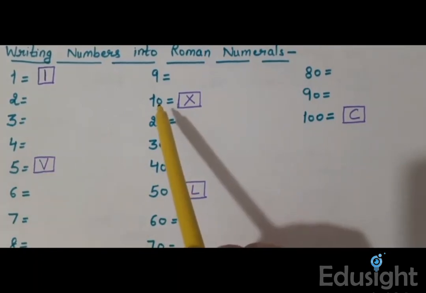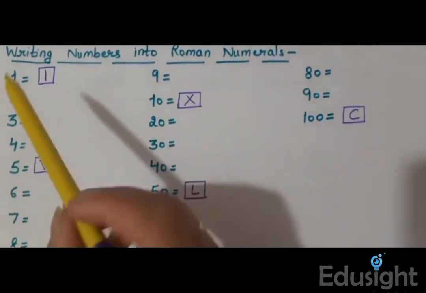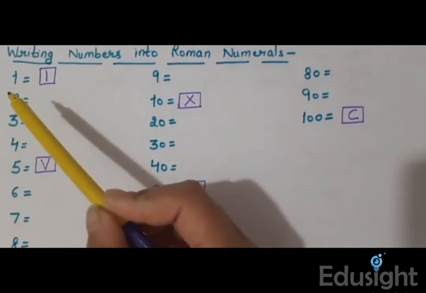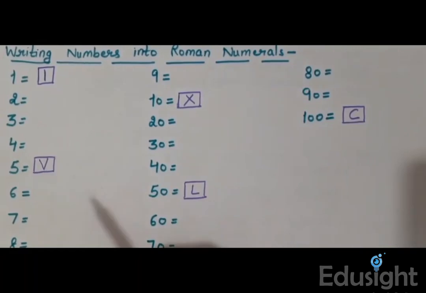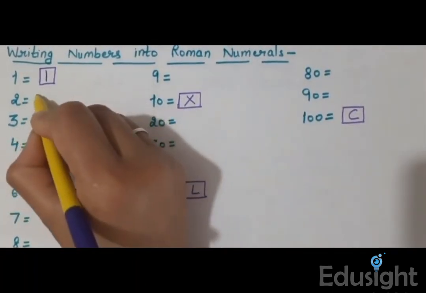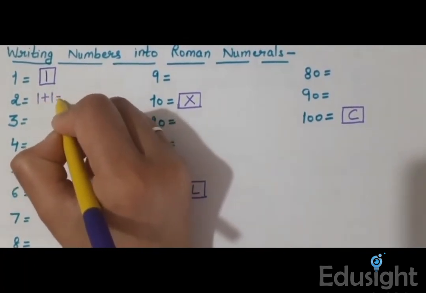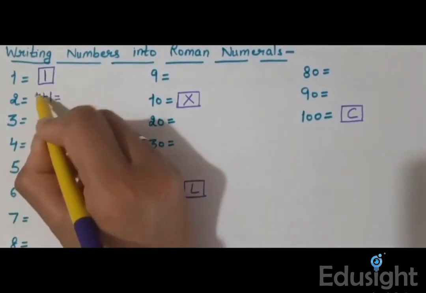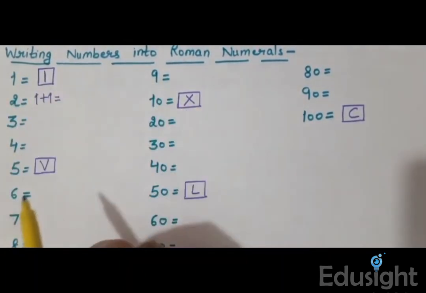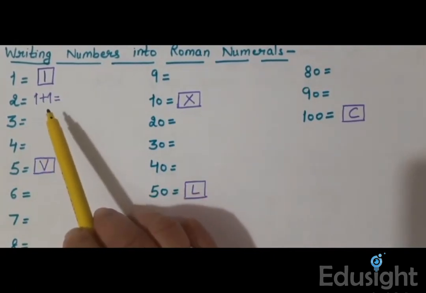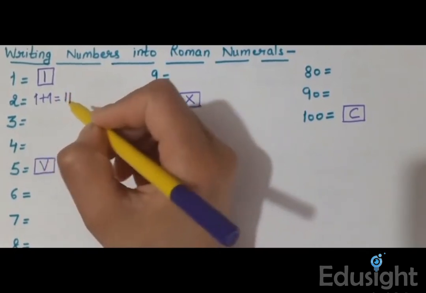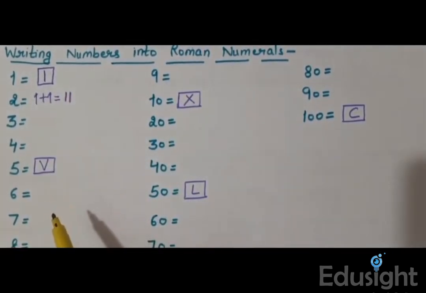Up to 10, first is 1, it is I, it is fixed, right? For 2, we will break 2. 2 is 1 plus 1, right? And the symbol for 1 is I, right? And there is addition. So, we will repeat this symbol 2 times because 1 is added 2 times, right?